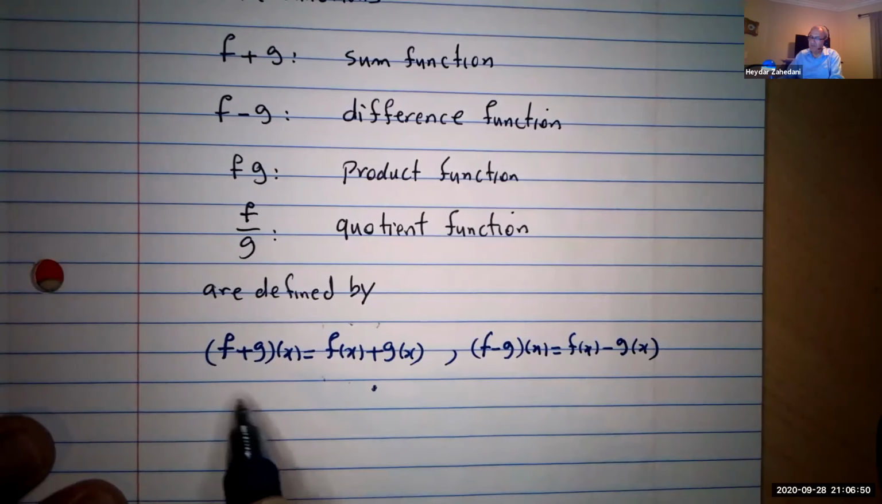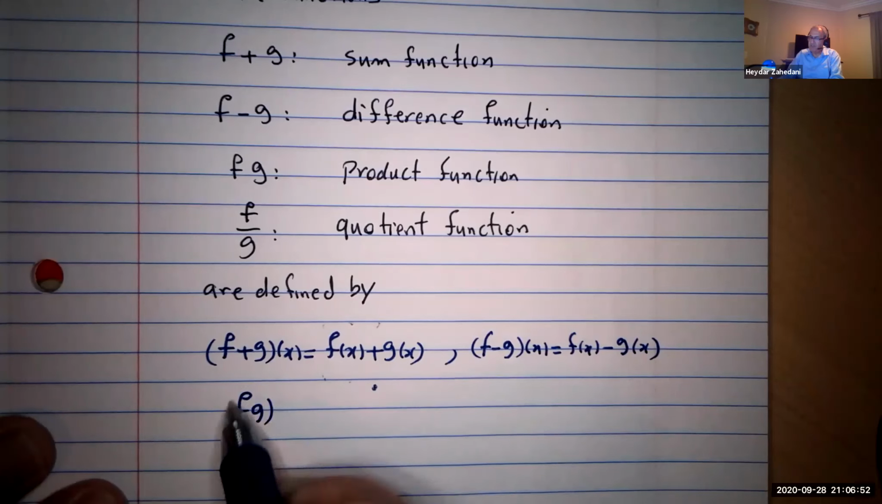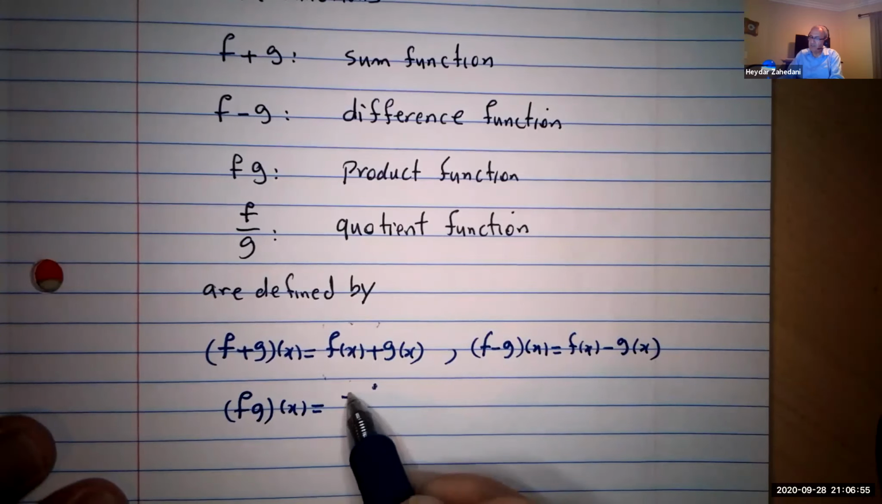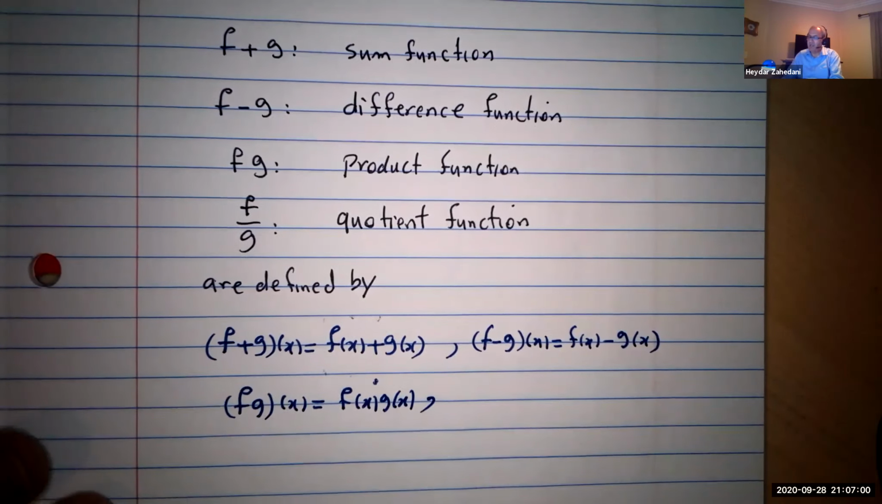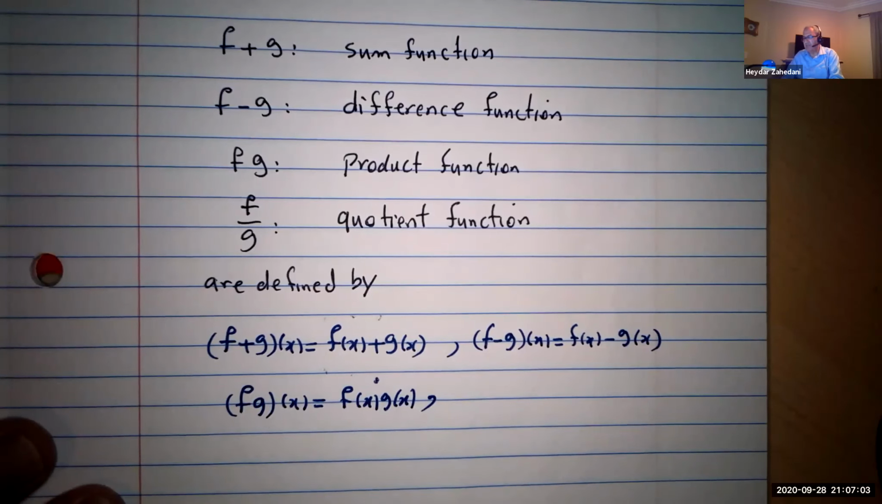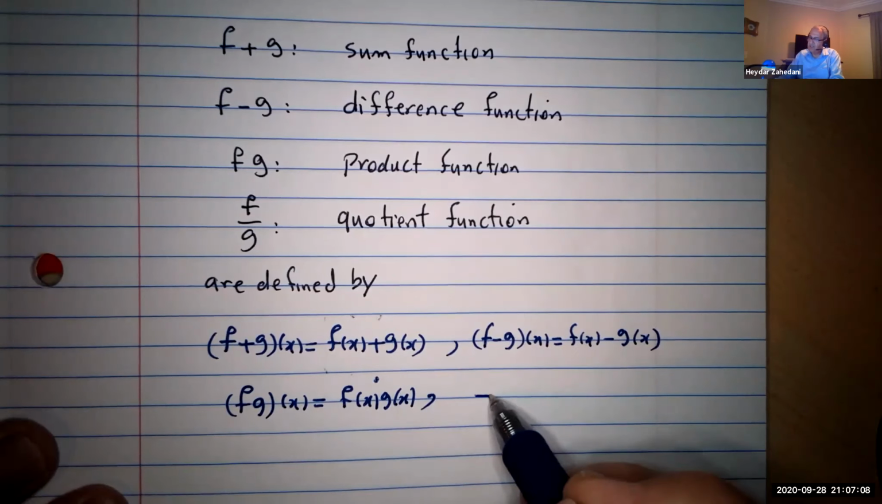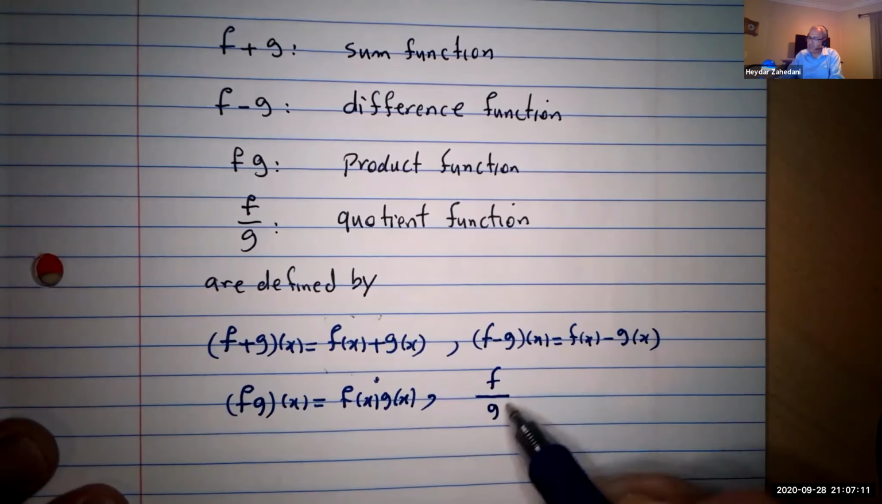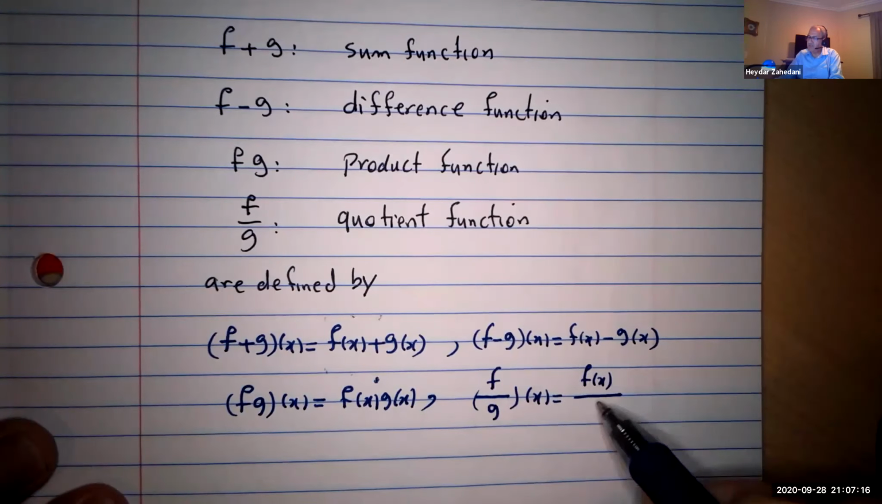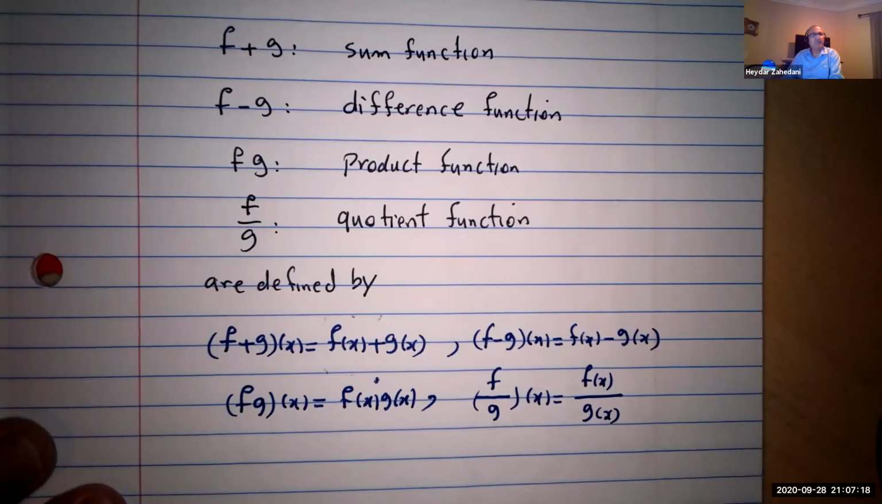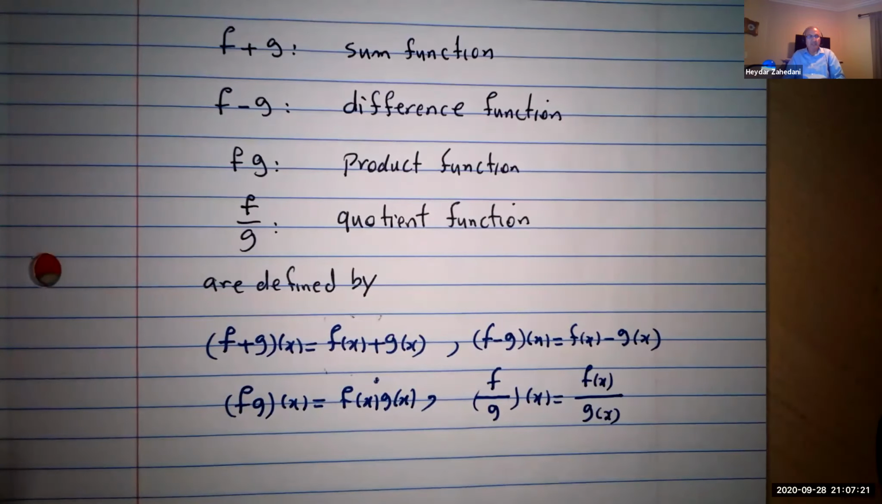And if you want to have a product, f times g at x, this is going to be f of x times g of x. There are some other operations if you go on reading different models, but in this case these are the natural ones. So f over g at x is going to be f of x over g of x. So these are going to be the formulas for the functions.